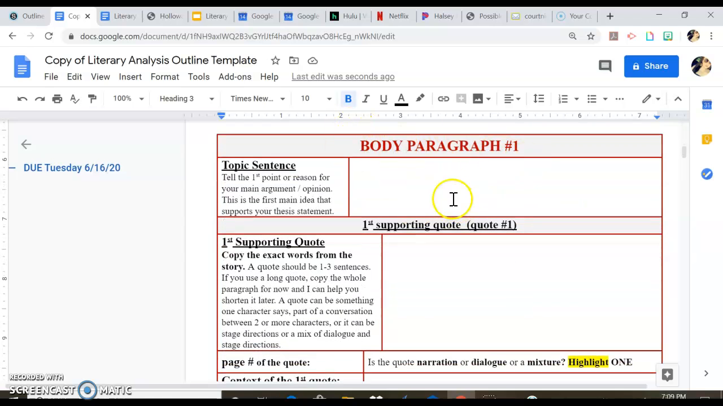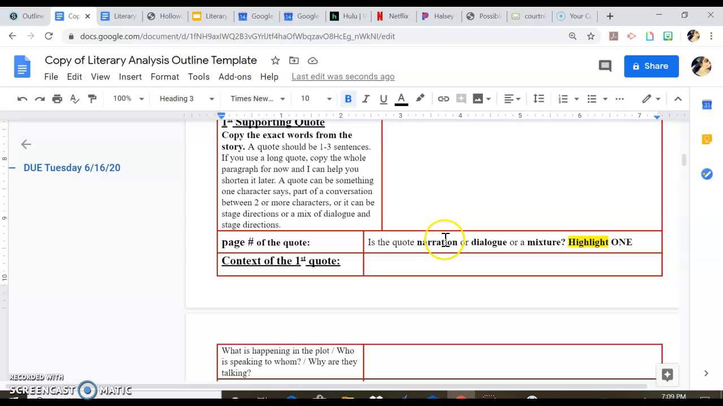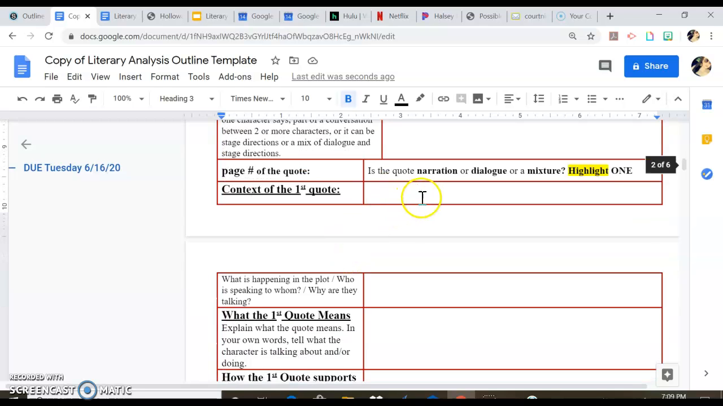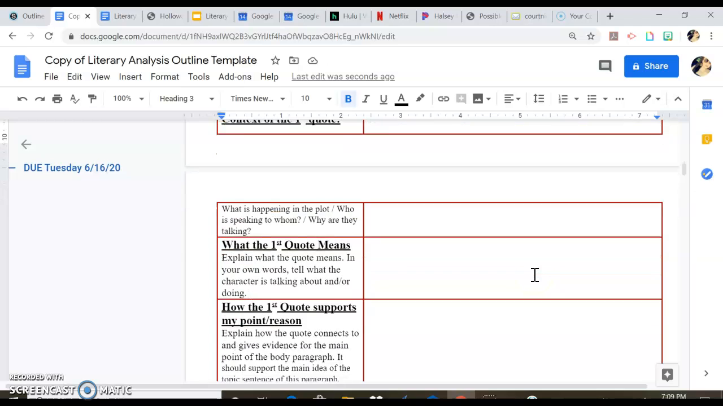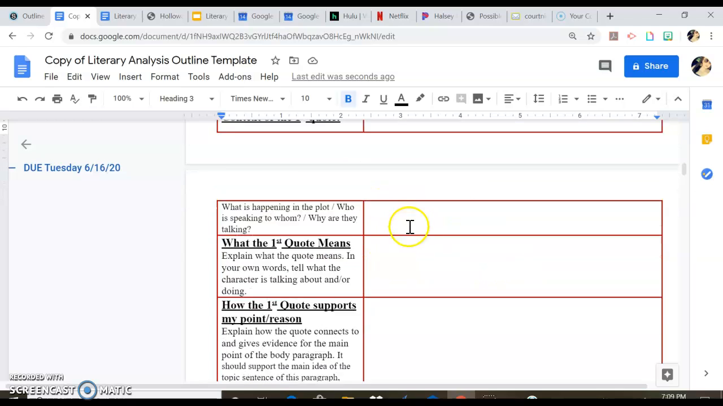And so body paragraph 1, topic sentence. So you're laying out your thesis because reason 1. Then you would put a quote in here. That's going to be taken right out of the story. You would tell me, is this narration or is this actual dialogue from a character? Then you would kind of give me the context of the quote. What's going on? Who's talking to who? Because a quote is nothing without that background information. Then here you get an opportunity to explain how that quote proves your reasoning.